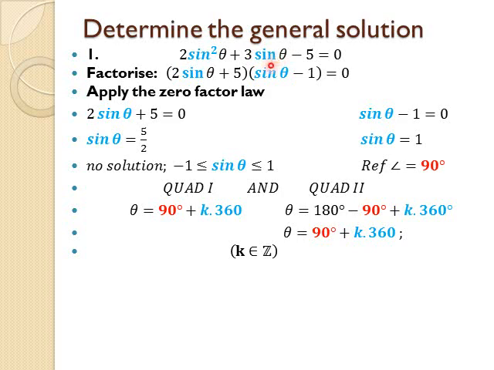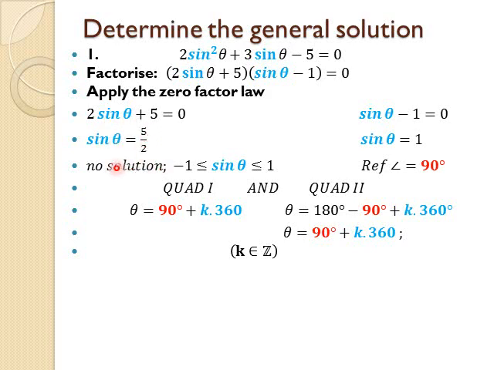To get to the middle term there, 5 times sine theta gives me 5 sine theta. Minus 1 times 2 gives me minus 2. That 5 minus that 2 gives me a middle term of 3 sine theta, right? Now, if I apply the zero factor law, 2 sine theta plus 5 equals 0. Make sine theta the subject of the formula and sine theta equals 5 over 2.